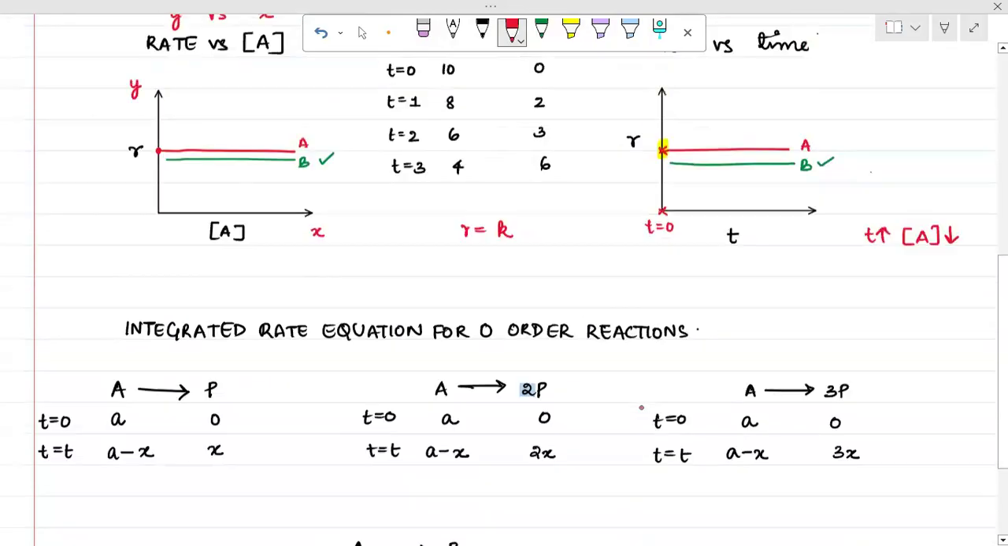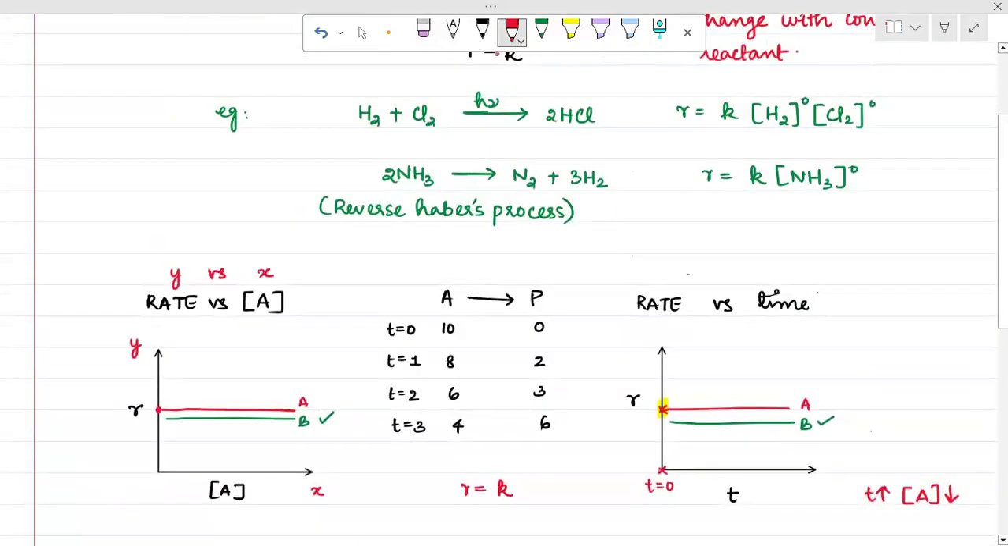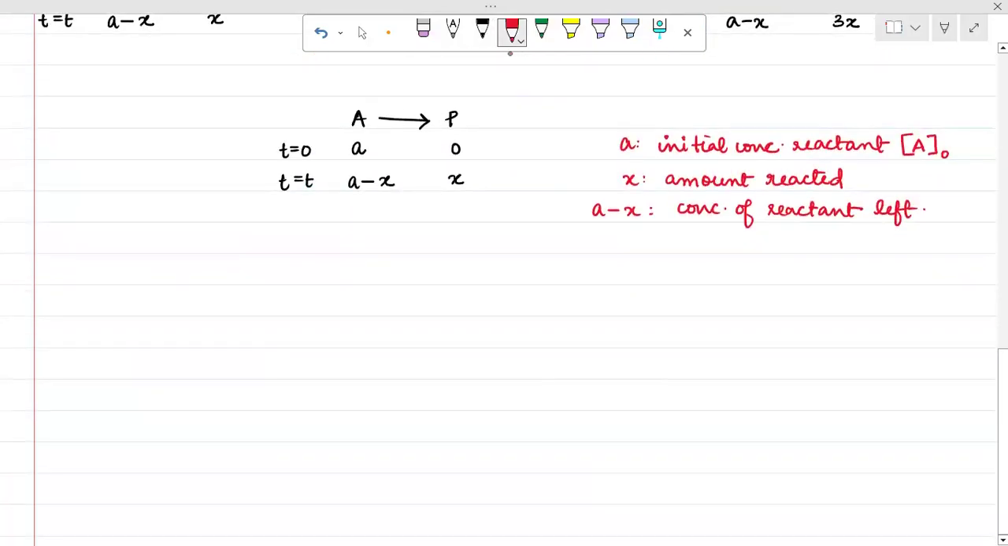Correct? So if you look at this example, this was A, the initial concentration, and this is A minus X, which is whatever is left. So X is equal to 2, A minus X is equal to 8. I hope that is understood. Now, whatever concentration is left of the reactant is just written as A in square brackets.